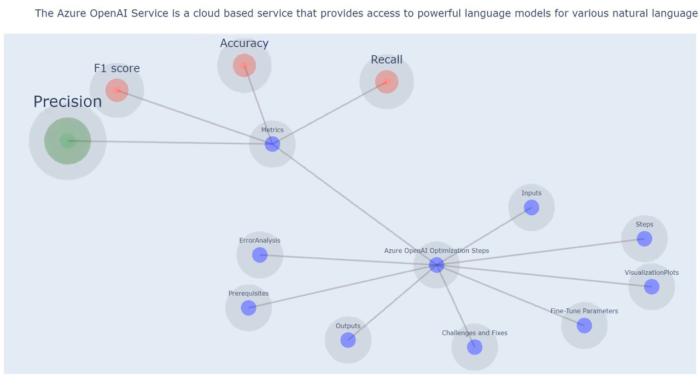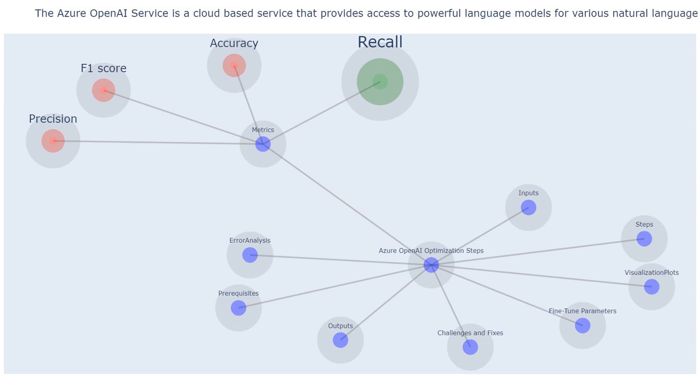Precision measures the proportion of positive predictions that are actually correct. It is useful for assessing the model's ability to avoid false positives. Recall measures the proportion of actual positive examples that are correctly identified by the model. It is important for evaluating the model's ability to avoid false negatives.